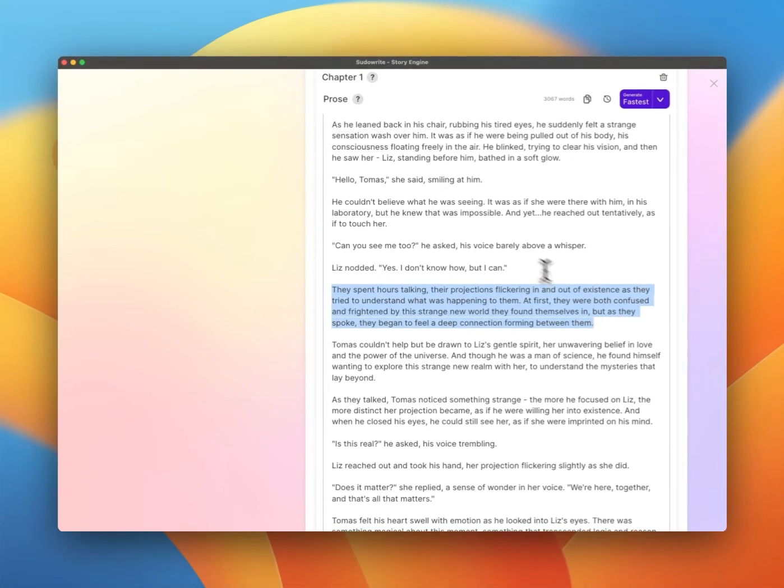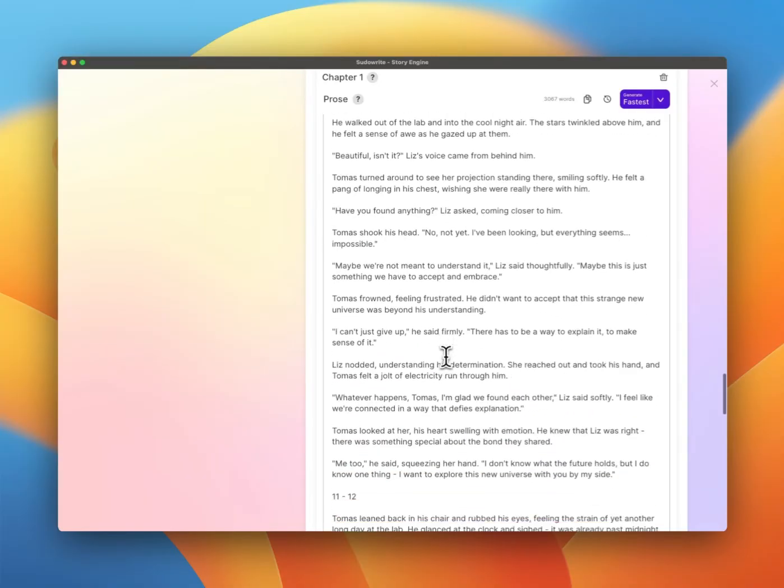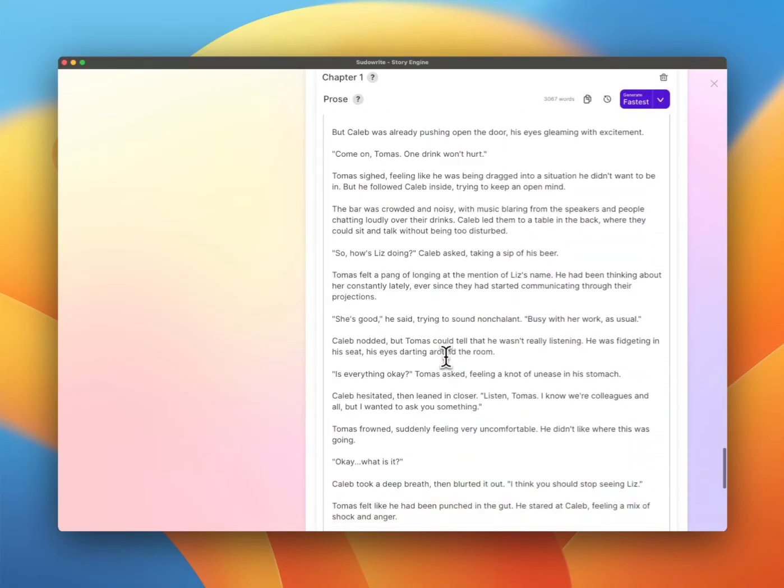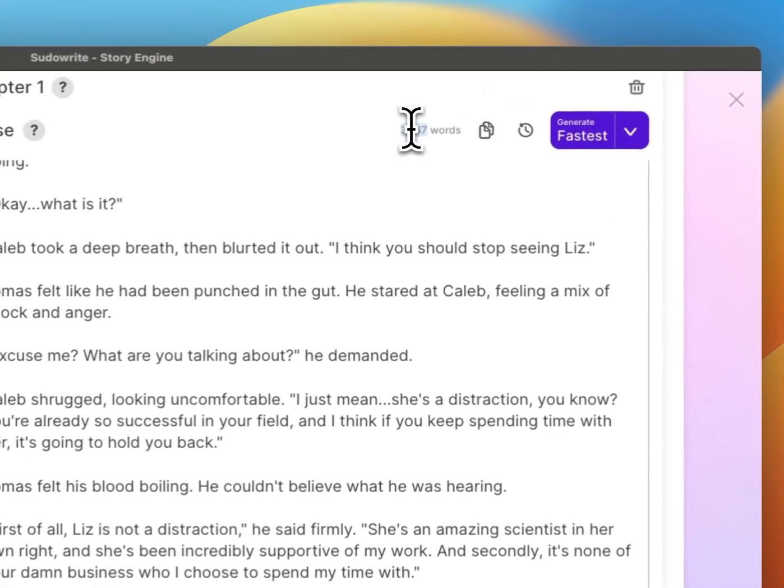And so the mystery of this parallel universe is introduced here. It looks like the AI is done writing this particular chapter, about 3,000 words.